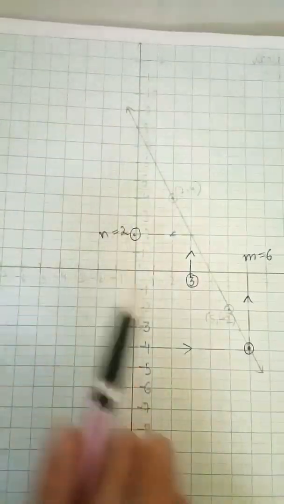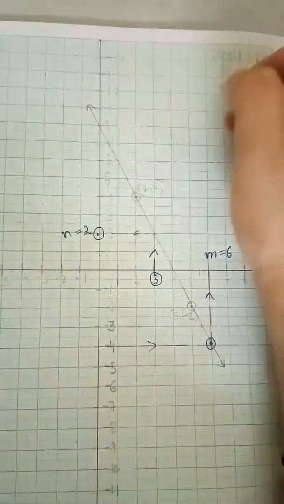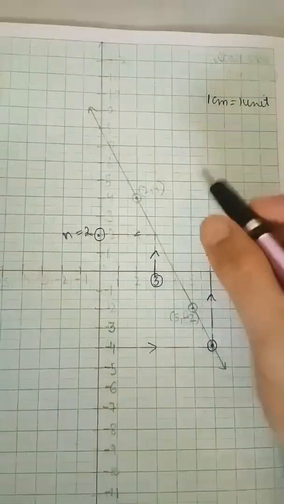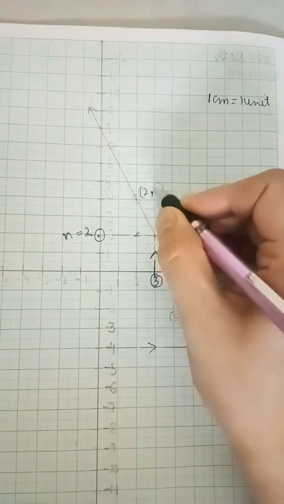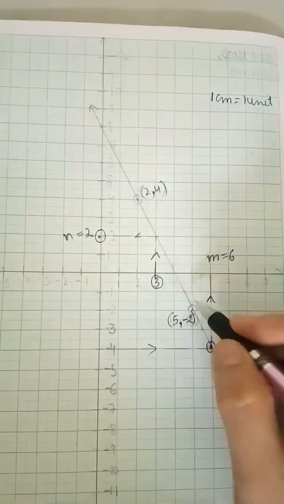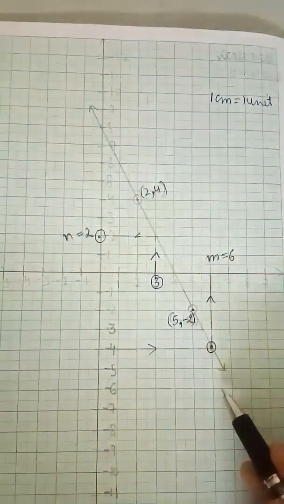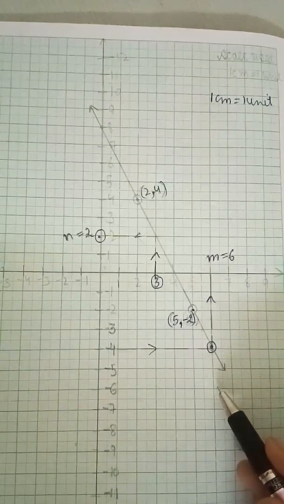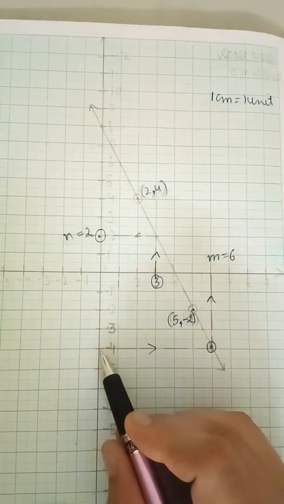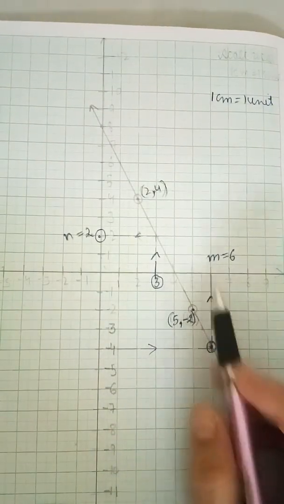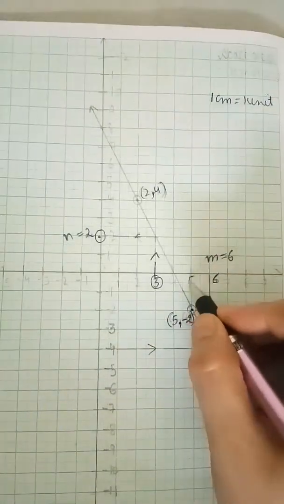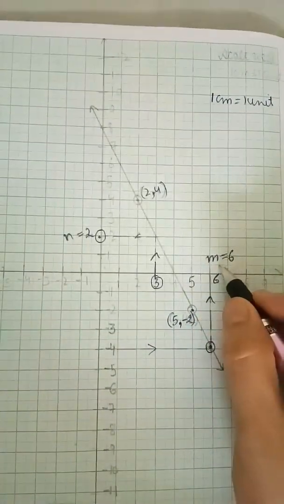So you can see the graph now. Here 1 centimeter will be equal to 1 unit. So here we can plot the points (2, 4) and (5, minus 2) on the graph, and then you join these 2 points and draw the straight line. Now you will see when the value of y is minus 4, what is the value of x? You can see here the value of x will be 6. So therefore m will be 6.